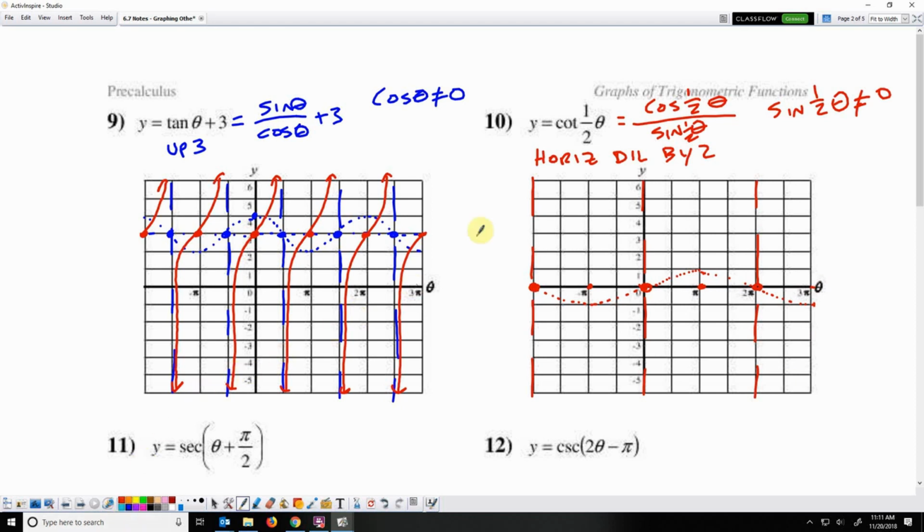And this one is cotangent, so it's going to be backwards compared to tangent. And it's going to be wider because it has that horizontal dilation by 2.